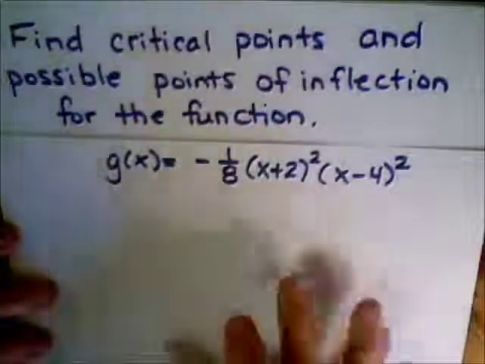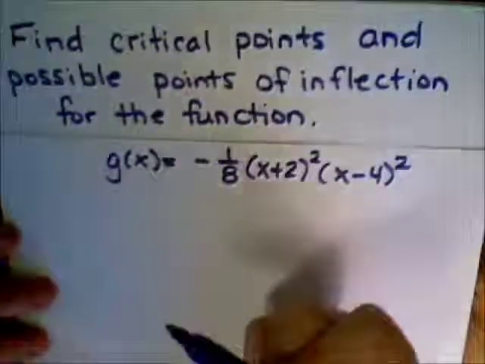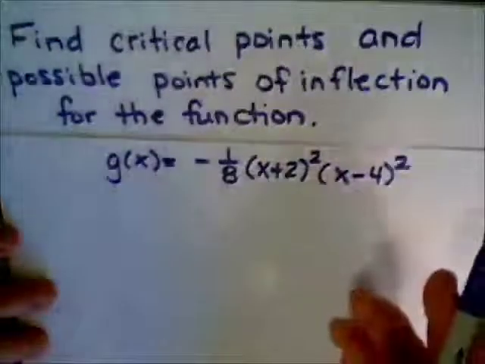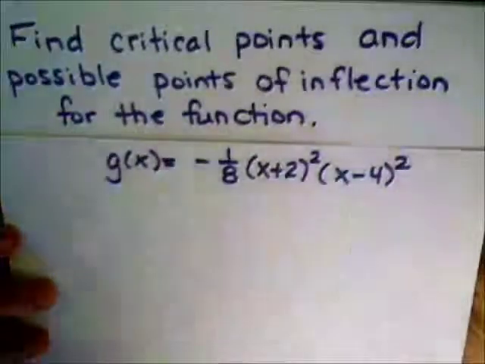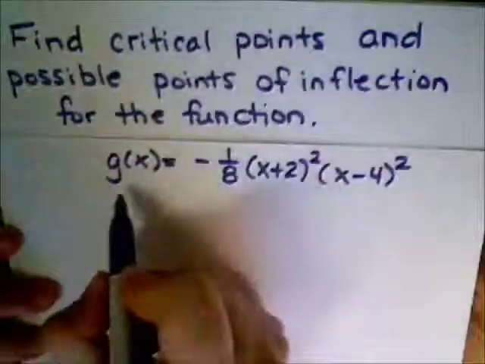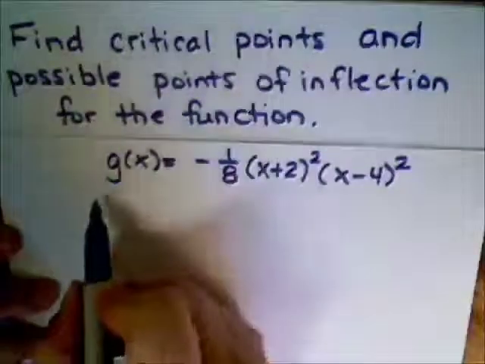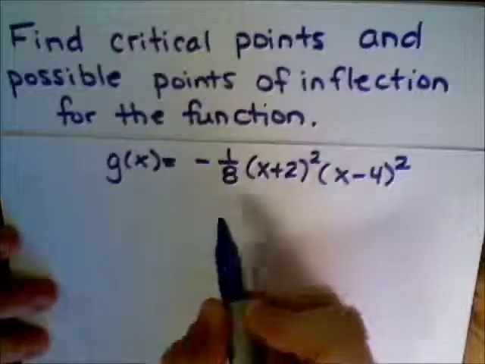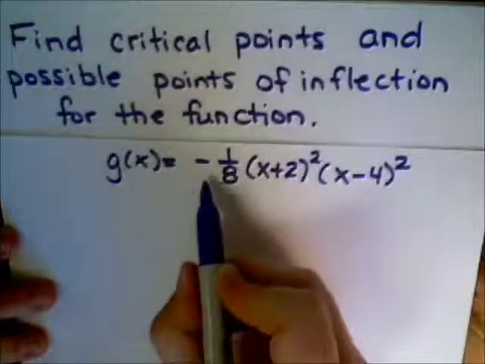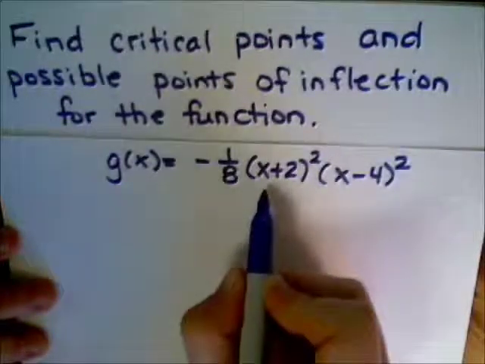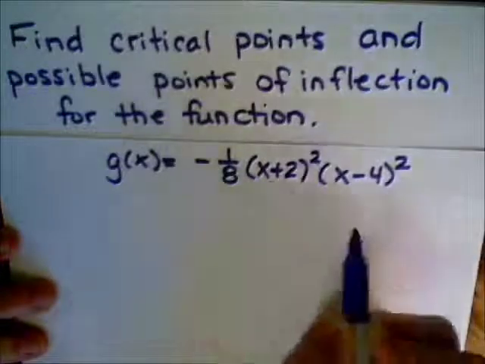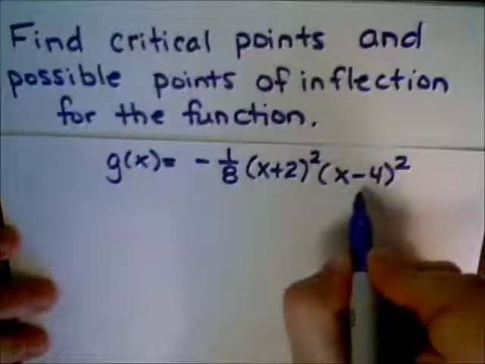Okay, good morning. I'm going to show you an example of how to find critical points and possible points of inflection for a given function. Our first example is function g. It is a polynomial. I've written it in factored form: -1/8 times the quantity x plus 2 squared times the quantity x minus 4 squared.